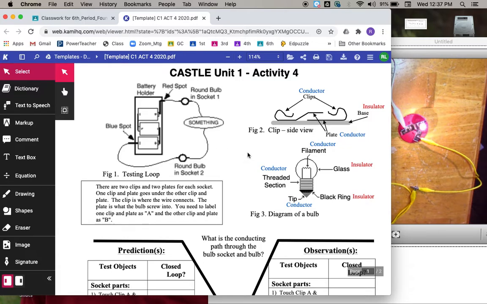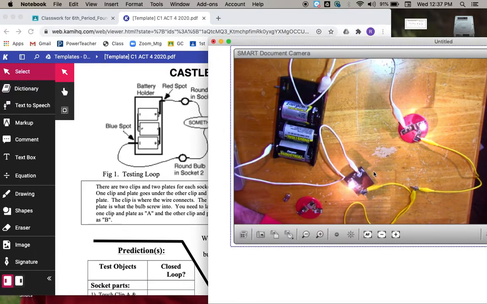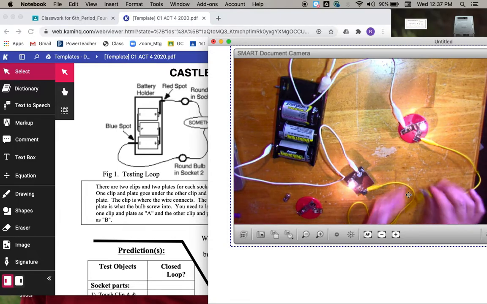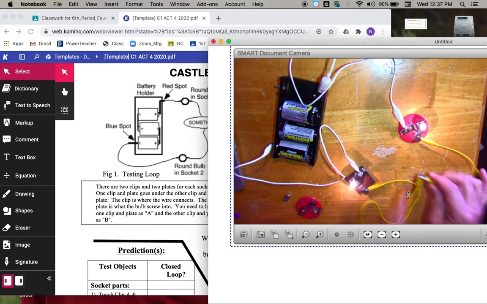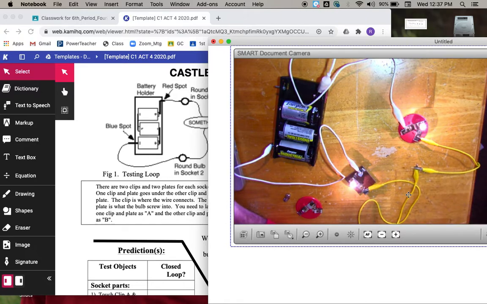But today we're going to be using a combination of things from the sockets or the bulbs in our setup. So to run our experiment, we'll have a 3-cell battery pack and 2 bulbs in a loop, but we'll have 4 wires as part of the loop. Here we have 2 yellow wires, which will be our testing wires, and we'll touch this to the objects of interest to find out if we have a closed loop or an open loop.